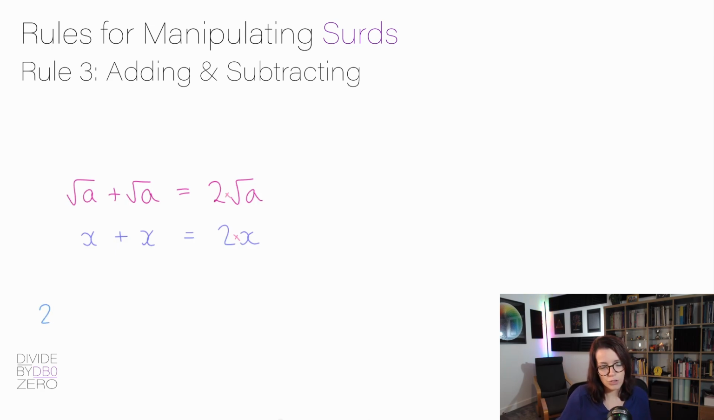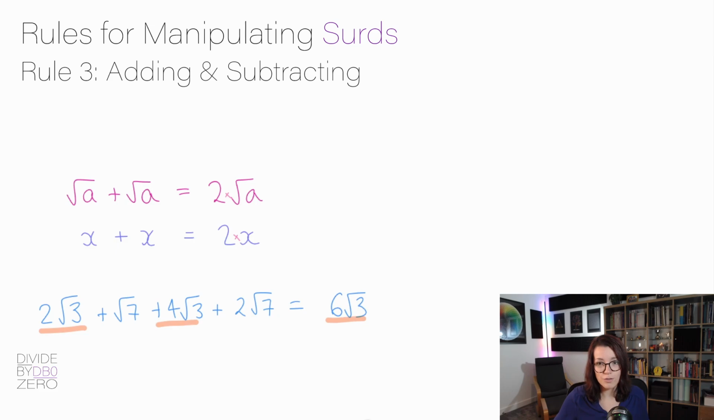So let's say we've got 2 root 3 plus root 7 plus 4 root 3 plus 2 root 7. Again, thinking about it in a similar way to algebra and grouping together the terms that are the same. So we've got 2 root 3 plus 4 root 3. That will give us 6 root 3. And then we've got root 7 plus 2 root 7, which will give us 3 root 7 altogether.